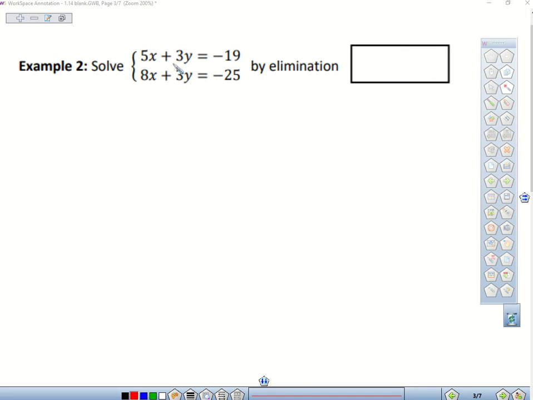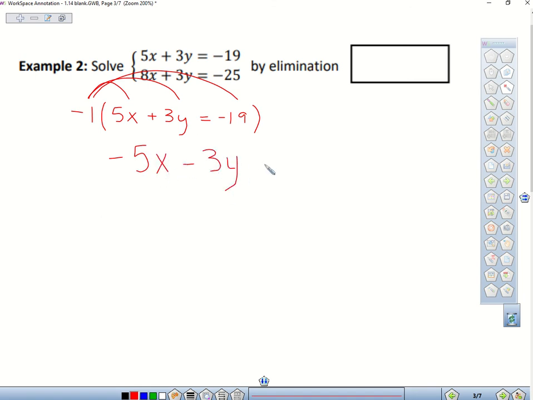Now, what can I multiply the first equation by that will allow me to cancel out the 3y? Anybody know? -1. Good. So I can multiply the second or the first equation. I'm just going to stick with the first. So I'm going to multiply the first equation by -1. I'm just going to distribute the -1 onto all the terms. That's going to leave me with -5x minus 3y equals 19.